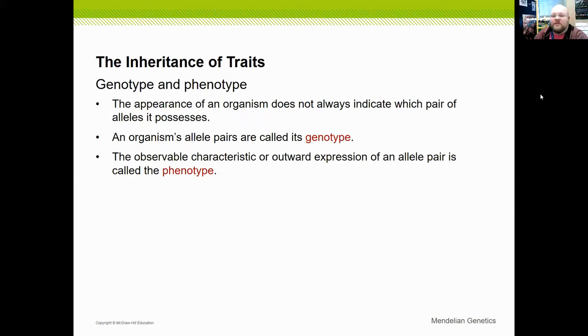And then we have the words genotype and phenotype. So the appearance of an organism does not always indicate which pair of alleles it possesses. And an organism's allele pairs are called the genotype. So genotype are the genes, like what pair of genes do they have? Now the observable characteristics or the outward expression of the allele pair is the phenotype. So when we go back to those seed pea plants, they used Y for yellow. So big Y would be the genotype, and yellow would be the phenotype. The observable trait is the phenotype. So the genotype is the genes, so big Y. Phenotype is what you see. So yellow.